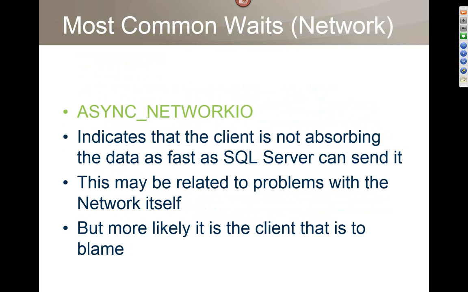Async network I/O. Everybody will see this, and it does not mean what you think it means most of the time. It does not mean your network is slow. It used to, but these days networks are almost never the real bottleneck. The networks are 1 gig, 10 gig, whatever. They're not as slow as they used to be. What it means 99 times out of 100 is your client is slow.